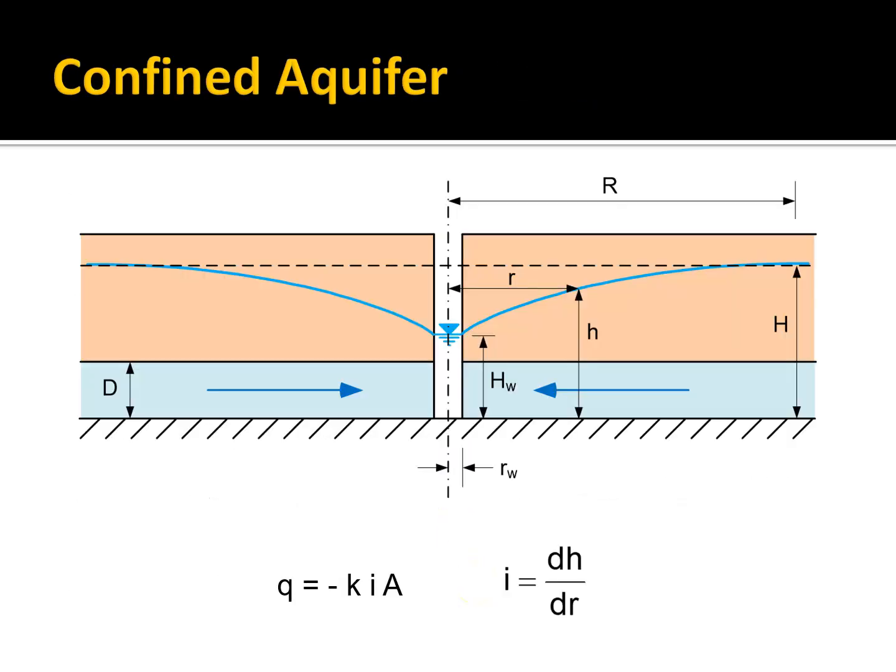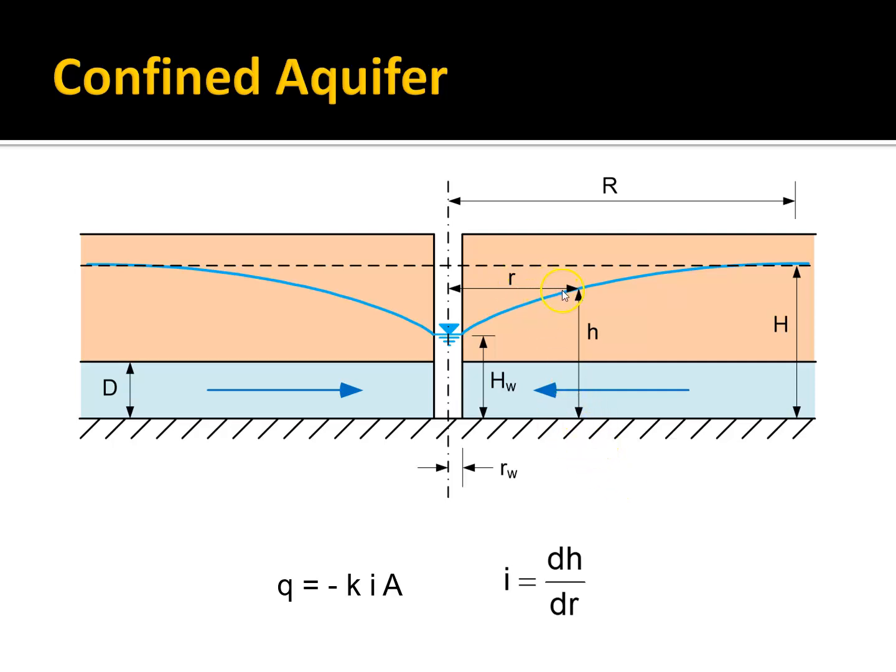So using those assumptions, here are the variables that we're going to be working with. The thickness of the confined layer is D. The initial height of the water table prior to pumping is H. And the height after pumping is stabilized, H_W, describes the height of water inside the well. The elevation is basically the head in the well. R sub W is the radius of the well. That's typically quite small.